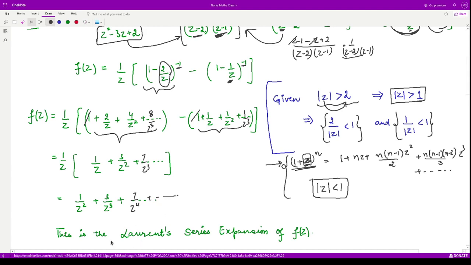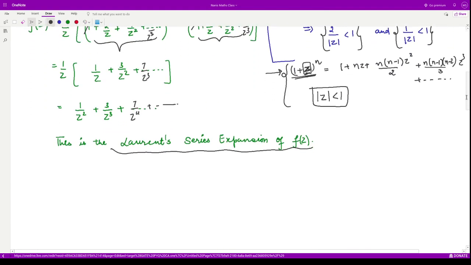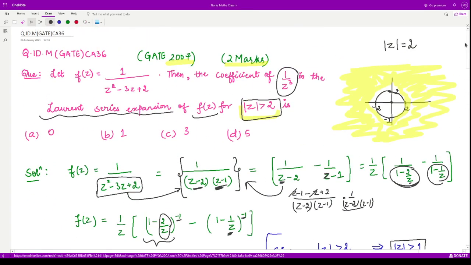So this is the Laurent series expansion of the function. Now in the question they are asking for the coefficient of the term 1 by z cube. So here the coefficient of the term 1 by z cube is 3. So our answer here is 3. So option C is the correct option.